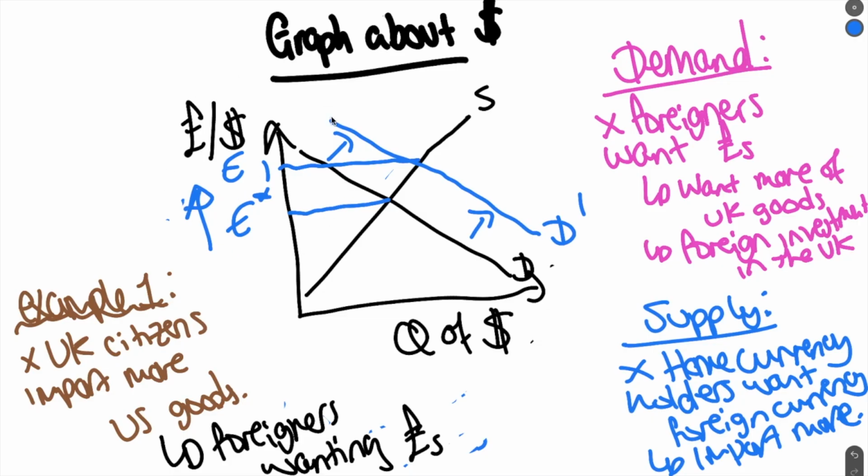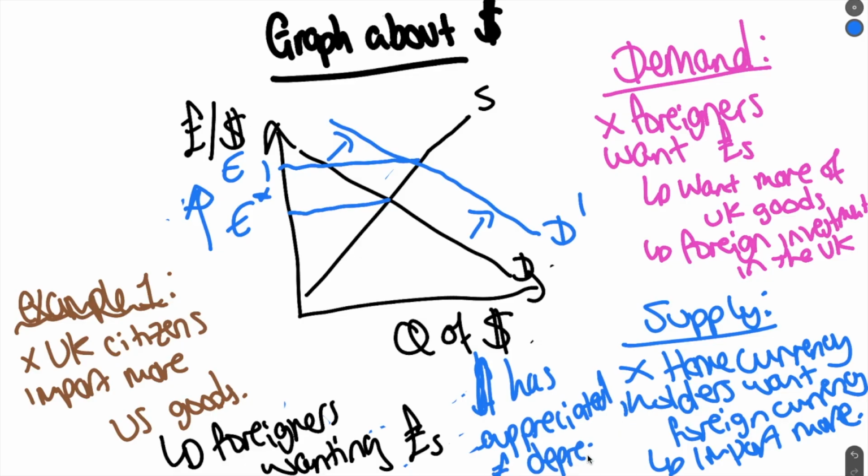This is a graph all about dollars. So the dollar has appreciated, which means the pound depreciates. So the outcome here agrees exactly with what we got last time round, but which graph you draw depends on which curve you shift. And that really is important, okay?